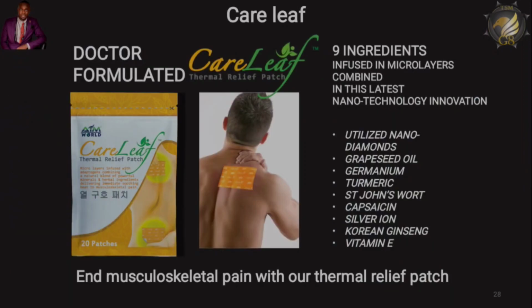Okay, and then lastly we have Careleaf. Careleaf is a doctor-formulated thermal relief patch. It helps you relieve musculoskeletal pain. Okay, inside it has what we call nanodiamonds. It has grapeseed oil, germanium, turmeric, St. John's wort, capsaicin, silver ions, Korean ginseng, and vitamin E. All these 9 ingredients have been infused in micro layers and combined into that small patch that you see.